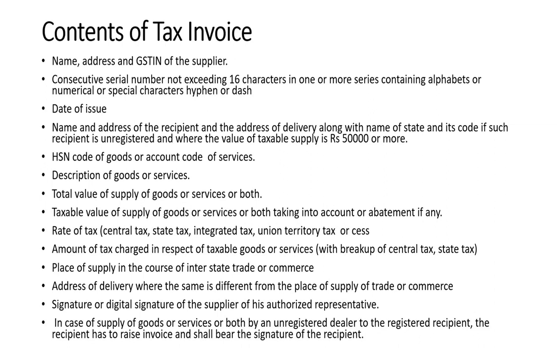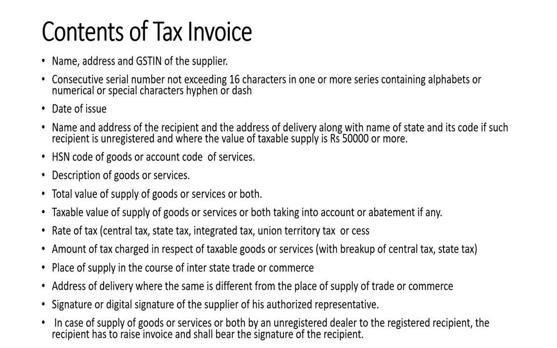All the tax invoices prepared by registered suppliers under GST need to contain the name, address, and GST identification number of the supplier. This is most important because it enables one to know the transactions made by the supplier here. It must be consecutively, that is, serially numbered, not exceeding 16 characters in one or more series containing alphabets, numerals, hyphens or special characters or dash, and it must be properly dated.